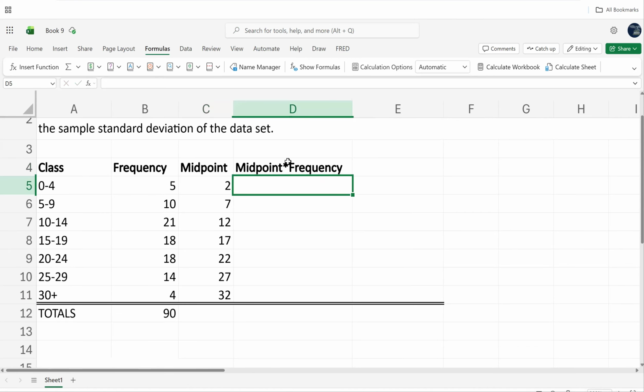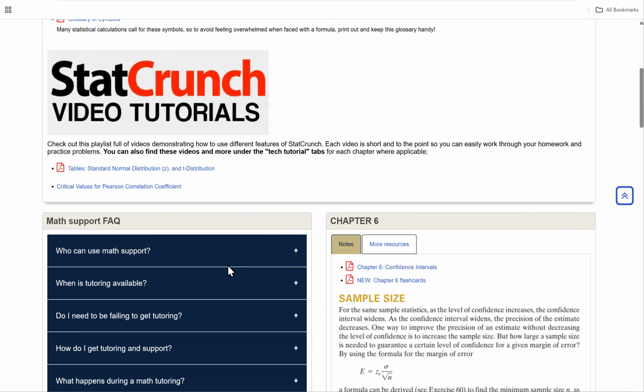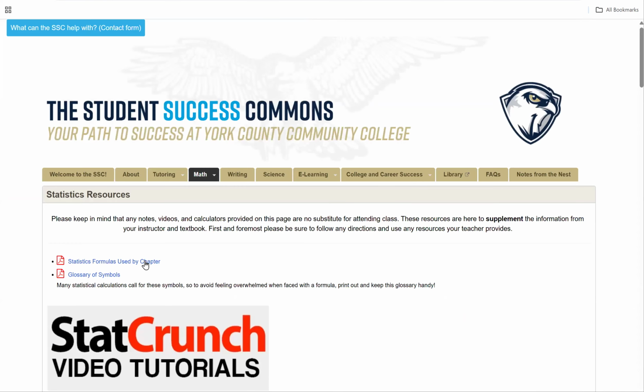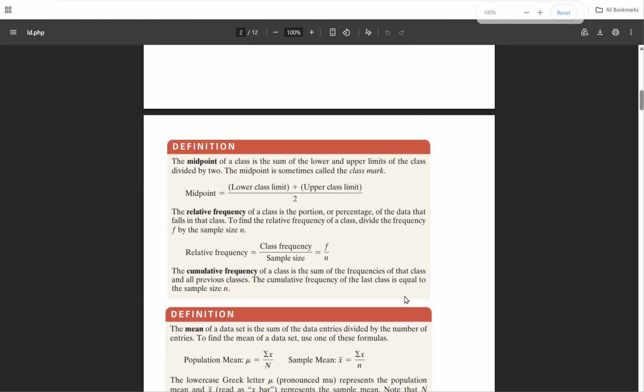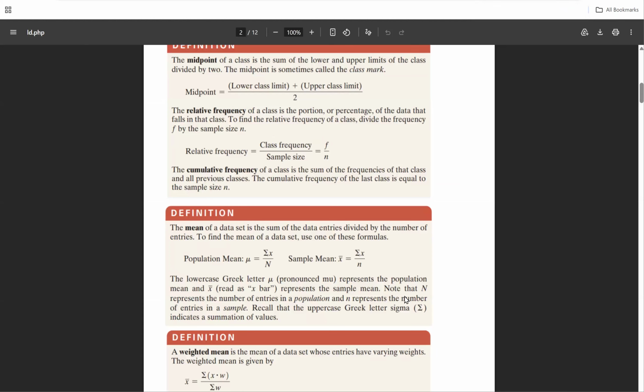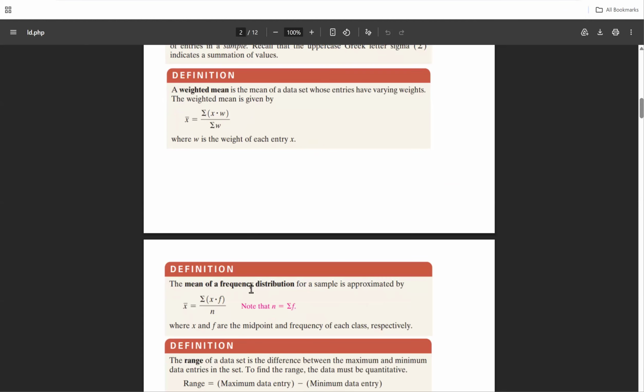All right. Now, if you're wondering why I have this midpoint times frequency, you might be 10 steps ahead of me, but I was looking at the notes that we have on our statistics page. This will be linked in the description. Statistics formula by chapter. There we go. Mean of a frequency distribution. That's what we have right here.